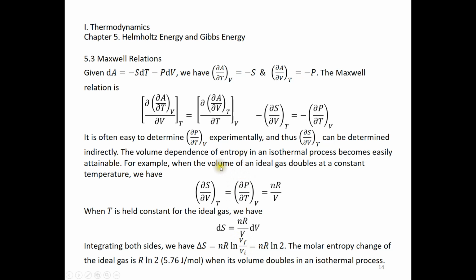And if the volume of the ideal gas is doubled at constant temperature, we get this equation. The entropy change is nR ln2. The molar entropy change is simply R times ln2. And then we can just plug in R, 8.314 times ln2, we get 5.76 joule per mole. I'm sorry, there's a mistake here, it's joule per mole Kelvin. That's the entropy change when the volume of this ideal gas is doubled in an isothermal process.